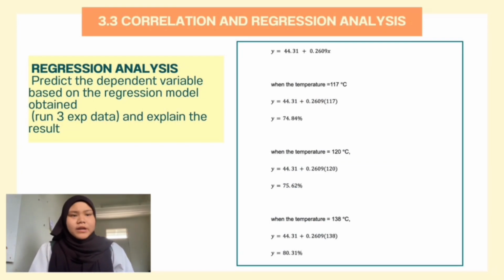Next, predict the dependent variable based on the regression model, run 3 experiment data, and explain the result of yield. First, let's use y equals 44.31 plus 0.2609x that we got. When the temperature is equal to 117 degrees Celsius, we substitute x into the formula and we get 74.84%. When the temperature is 120 degrees Celsius, we get 75.62%. Lastly, when the temperature is 128 degrees Celsius, we get 80.31%.